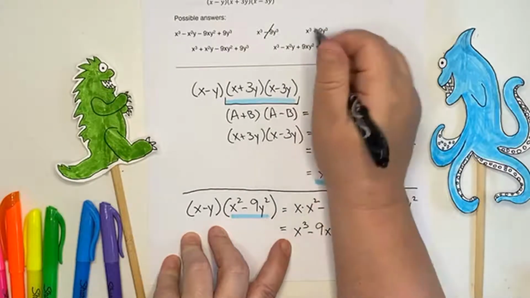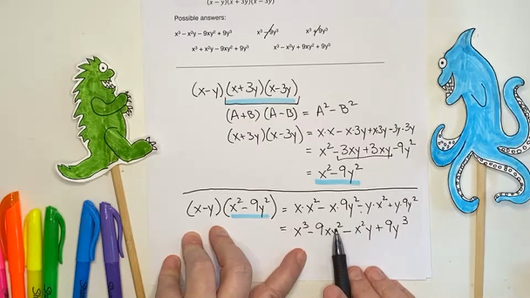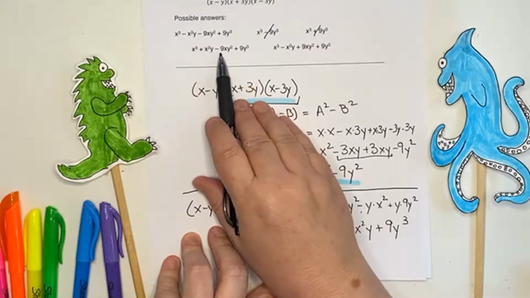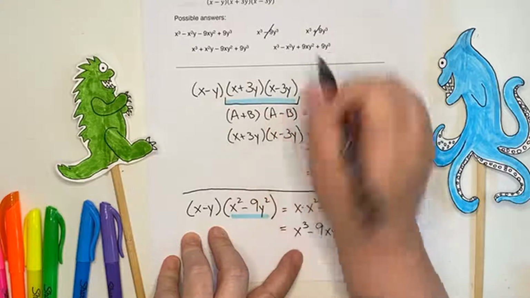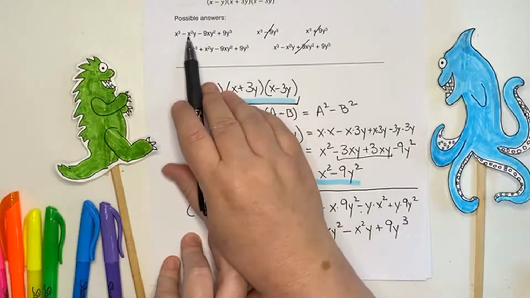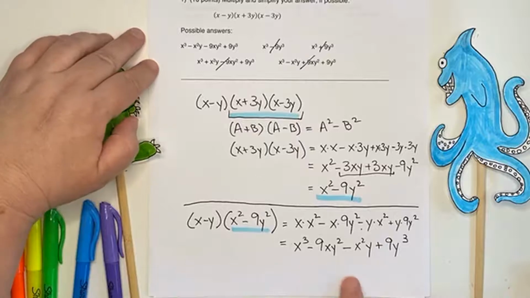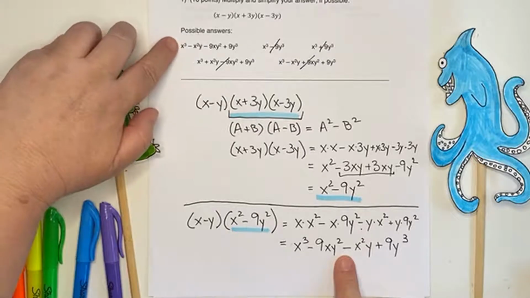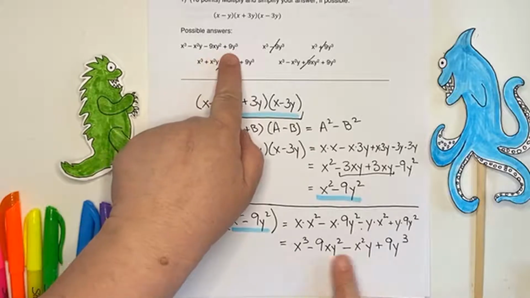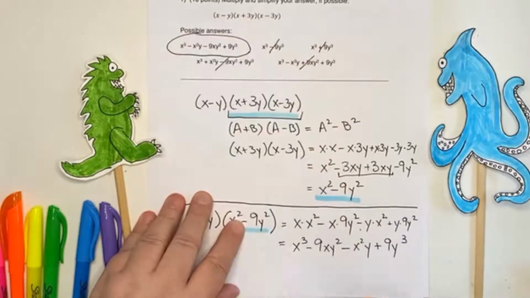This one's too short. Okay, and then let's see, I've got a 9xy squared, minus 9xy, minus 9xy squared, minus 9xy squared, plus 9xy squared. That one's out. Okay, minus x squared y, minus x squared y, plus x squared y. Okay, so I don't know if you guys can see it, but I think this x cubed minus x squared y minus 9xy squared plus 9y cubed, I believe this is the answer.